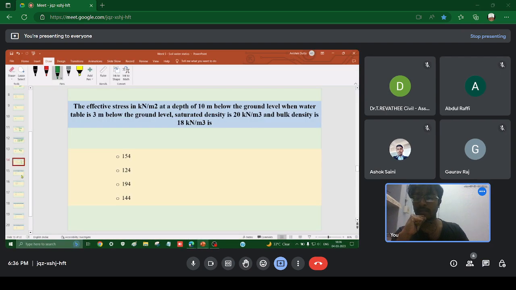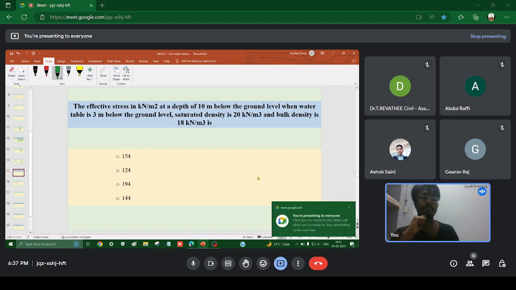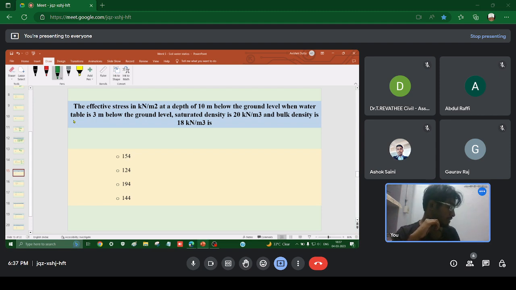Yes. The next question. Effective stress in kN per meter square at depth 10 meter below the ground level, when the water table is 3 meter below the ground level, saturated density is 20 kN per meter cube and bulk density is 18 kN per meter cube. I have mentioned ground level now. So how will you draw this? What is the answer first of all? Anyone who solved?